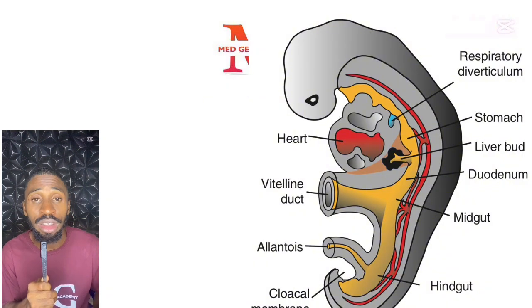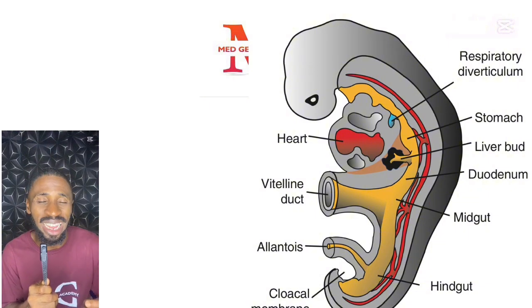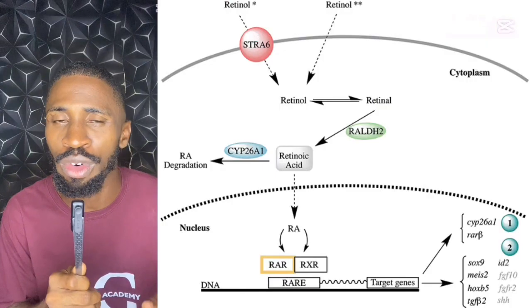So the respiratory diverticulum is present as an outgrowth at the ventral wall of the foregut. Don't forget, the respiratory diverticulum, also called the lung bud, is formed as an outgrowth of the foregut. So it has a communication. It's just like a pouch that has a communication with the foregut. But one thing you have to know, what causes the formation of the respiratory diverticulum or the lung bud? It is the presence of retinoic acid.